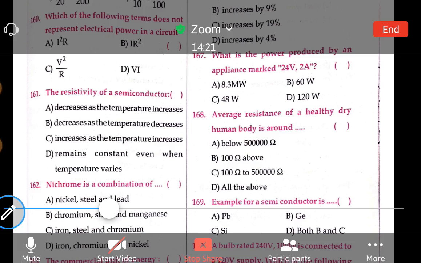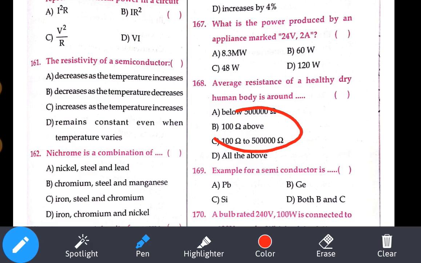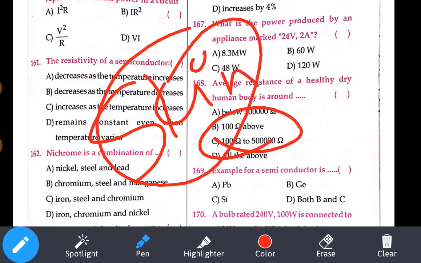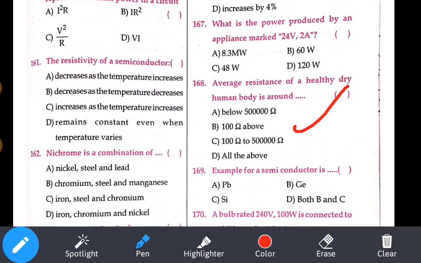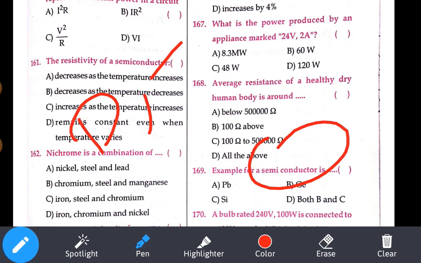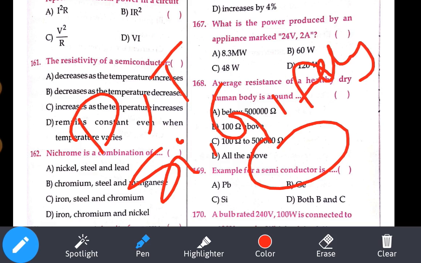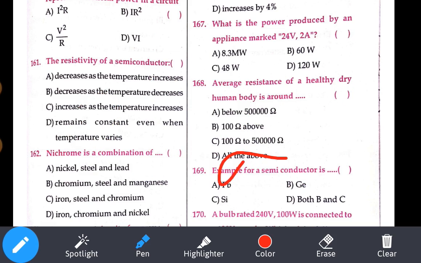Let's see the 168th question. Average resistance of a healthy dry human body. So it ranges from what? 100 ohms to 5 lakh ohms. Maximum resistance is for our skin. Next, an example for semiconductor. As I already told, examples for semiconductors are diodes, transistors, and semiconductors like silicon, germanium and other alloys; LEDs all come under semiconductor. Here, lead is wrong. G means germanium, S means silicon, so it is germanium and silicon. Option D is our answer.